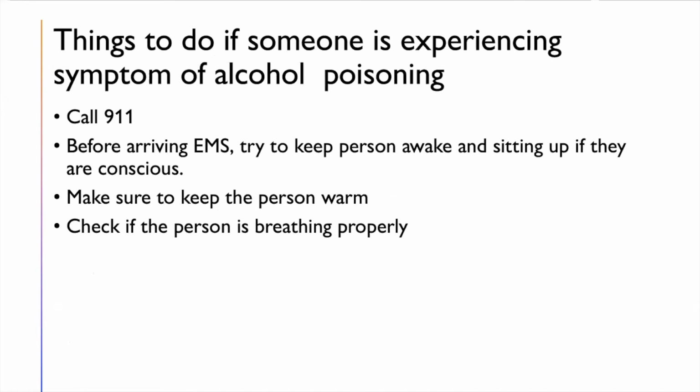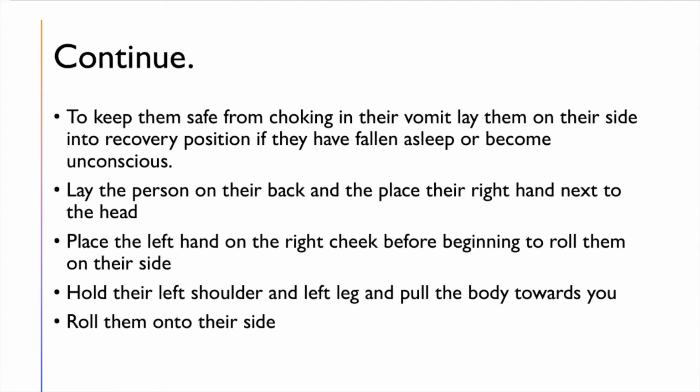Things to do if someone is experiencing symptoms of alcohol poisoning. First, you have to call 911. Before emergency medical services arrive, try to keep the person awake and sitting up if they are conscious. Make sure to keep the person warm. Check if the person is breathing properly. And then to keep them safe from choking on their vomit, lay them on their side into the recovery position if they have fallen asleep or become unconscious.